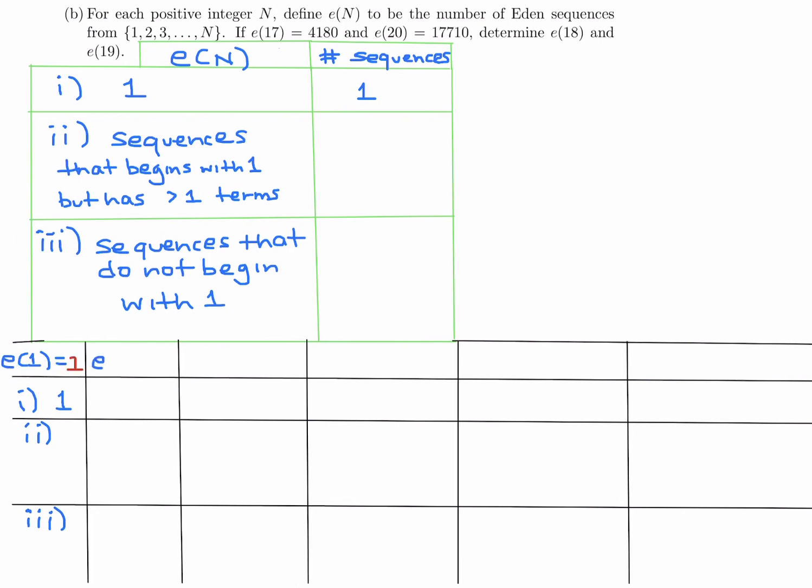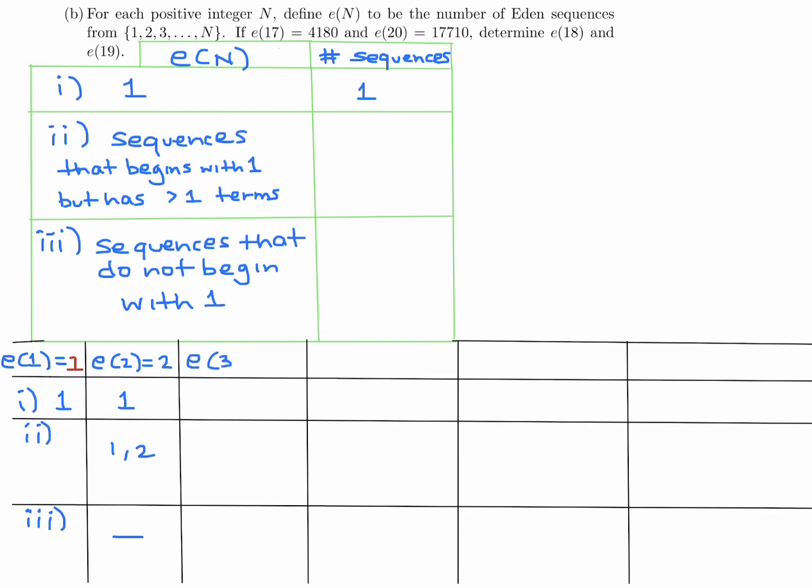Now we turn our attention to E_2. Shouldn't be that difficult. Of course, in the first category, it's just 1. Second category, we have to come up with sequences now that begin with 1 but have more than one term. Let's see here. For that, I think there's only one possible sequence. That's it. So we have one sequence here, and therefore E_2 is just 2. There's no such sequence that begins with something other than 1 for E_2.